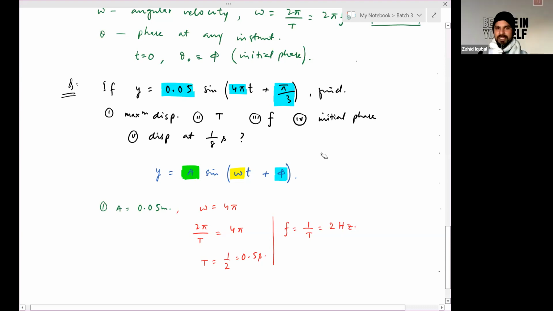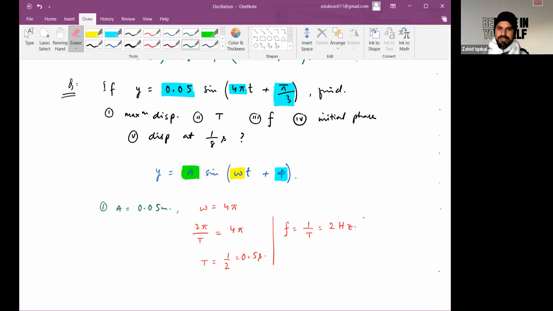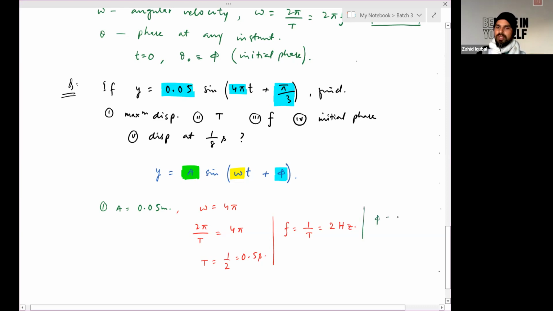Try to find the value of phi on comparing. So phi will be equal to, like in this part, we have omega t plus phi, the constant part. Similarly, in this part, this is omega, so this must be equal to phi. So phi will equal pi by 3. So next is phi or initial phase is pi by 3. So this is the second part. This is the third one and fourth one.